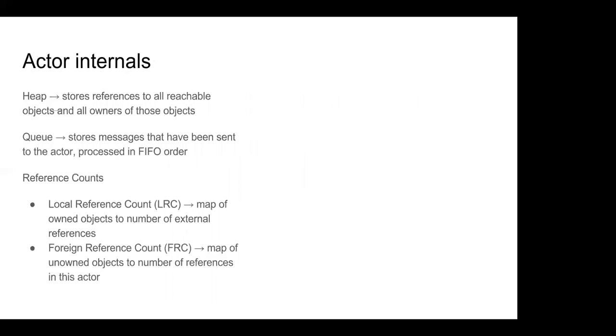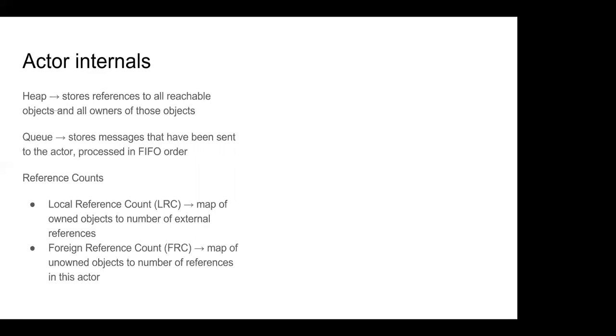Internally, actors have a heap, which stores references to all reachable objects, all the objects that actor can reach, and all the owners of those objects. It has a queue, which stores messages that have been sent to the actor. We discussed that already. And it has two reference counts. It has a local reference count, which is for each object that it owns. The local reference count is a map from the objects that it owns to the count of external references to that object, so other actors that refer to that object.